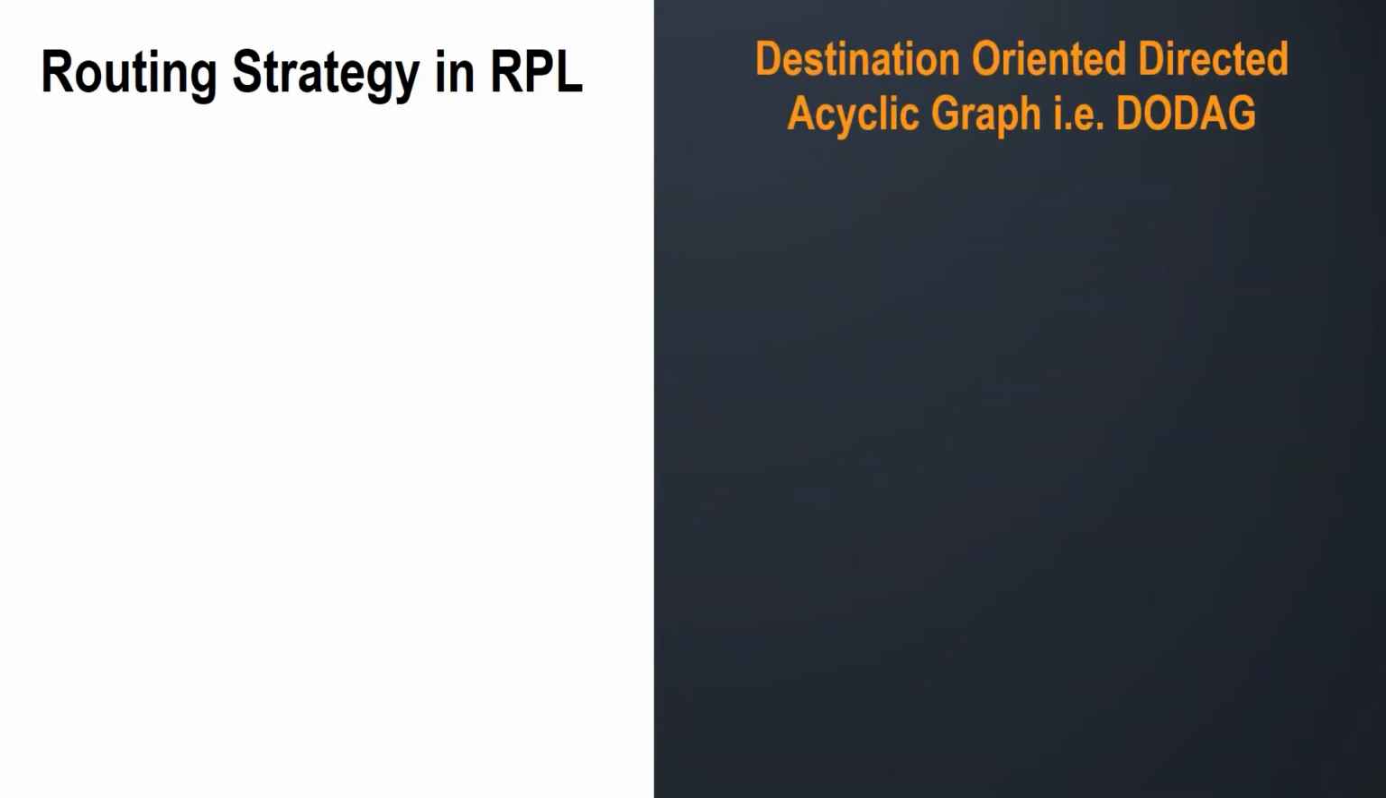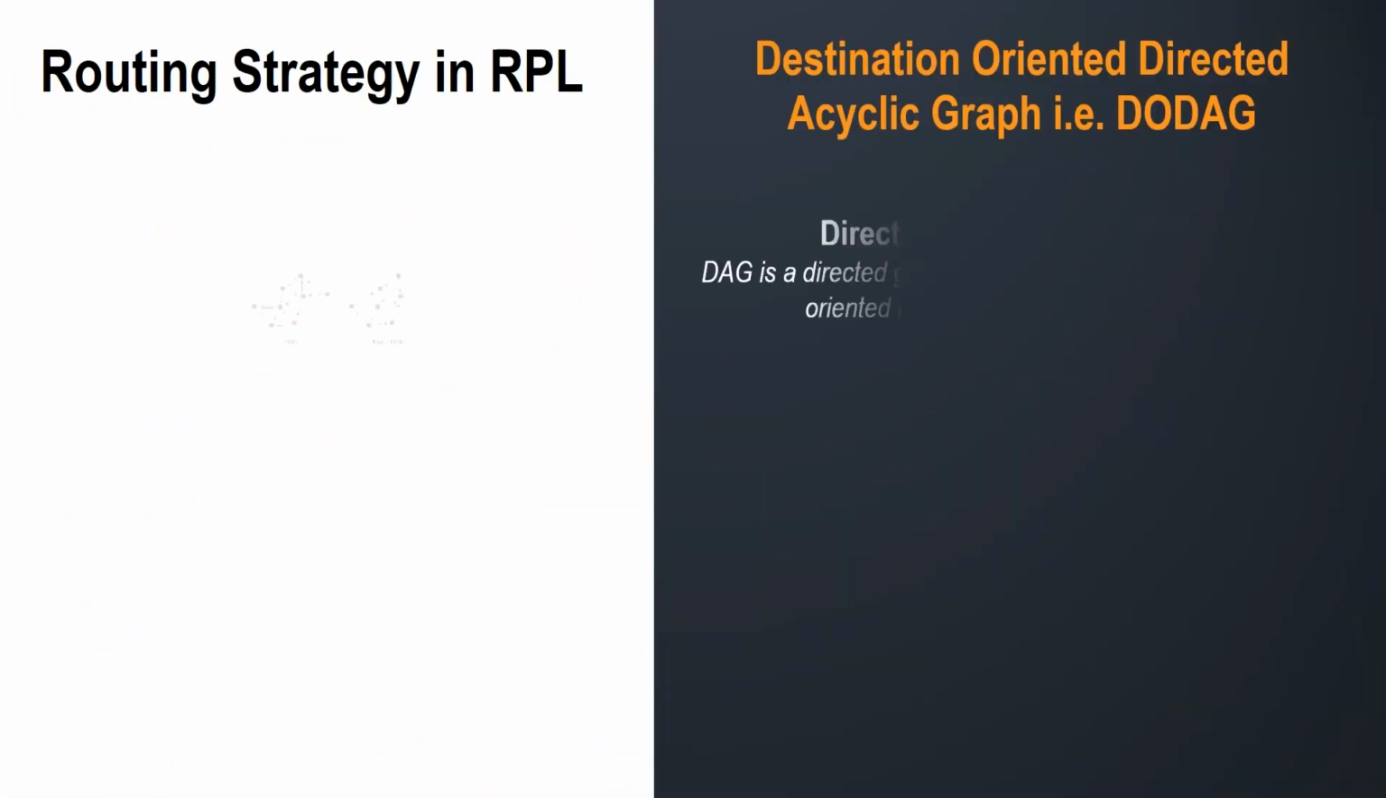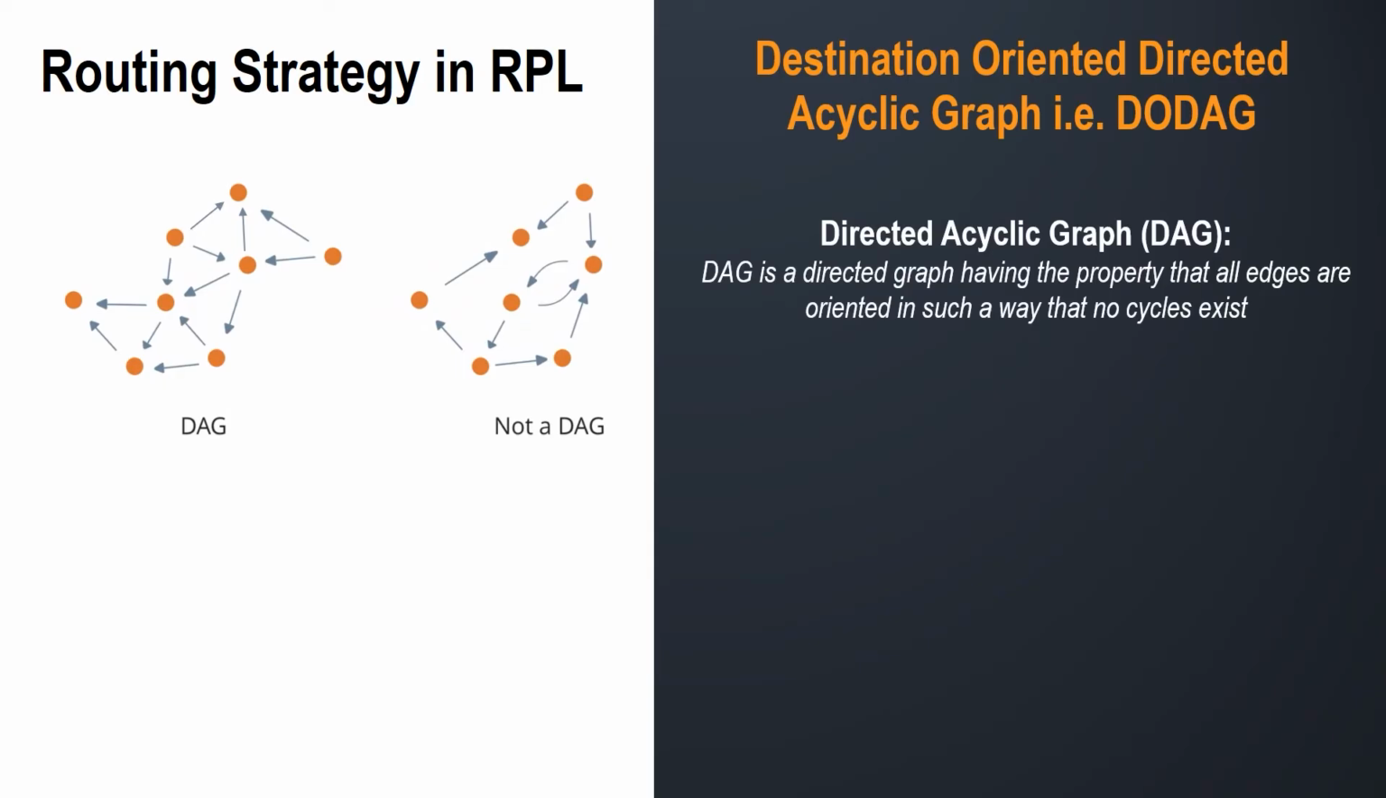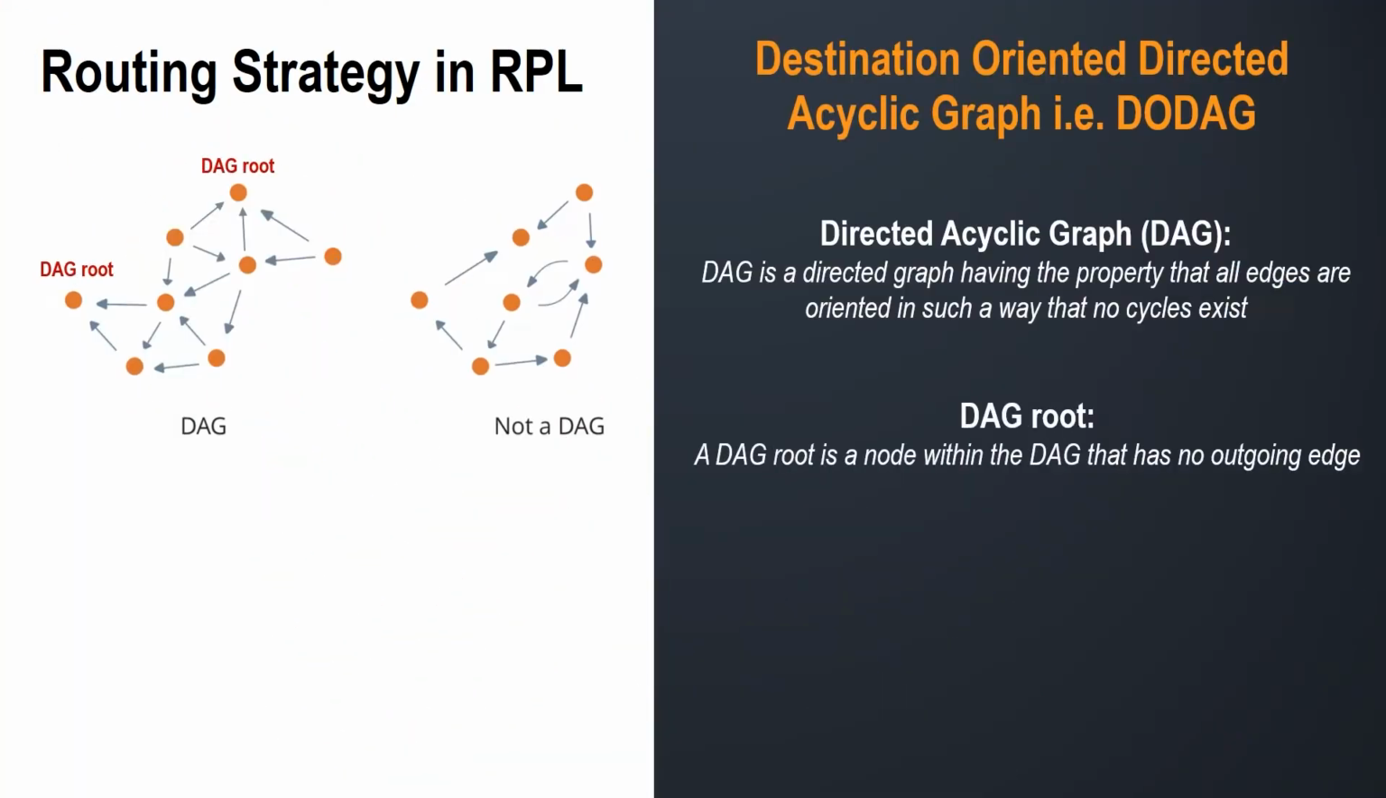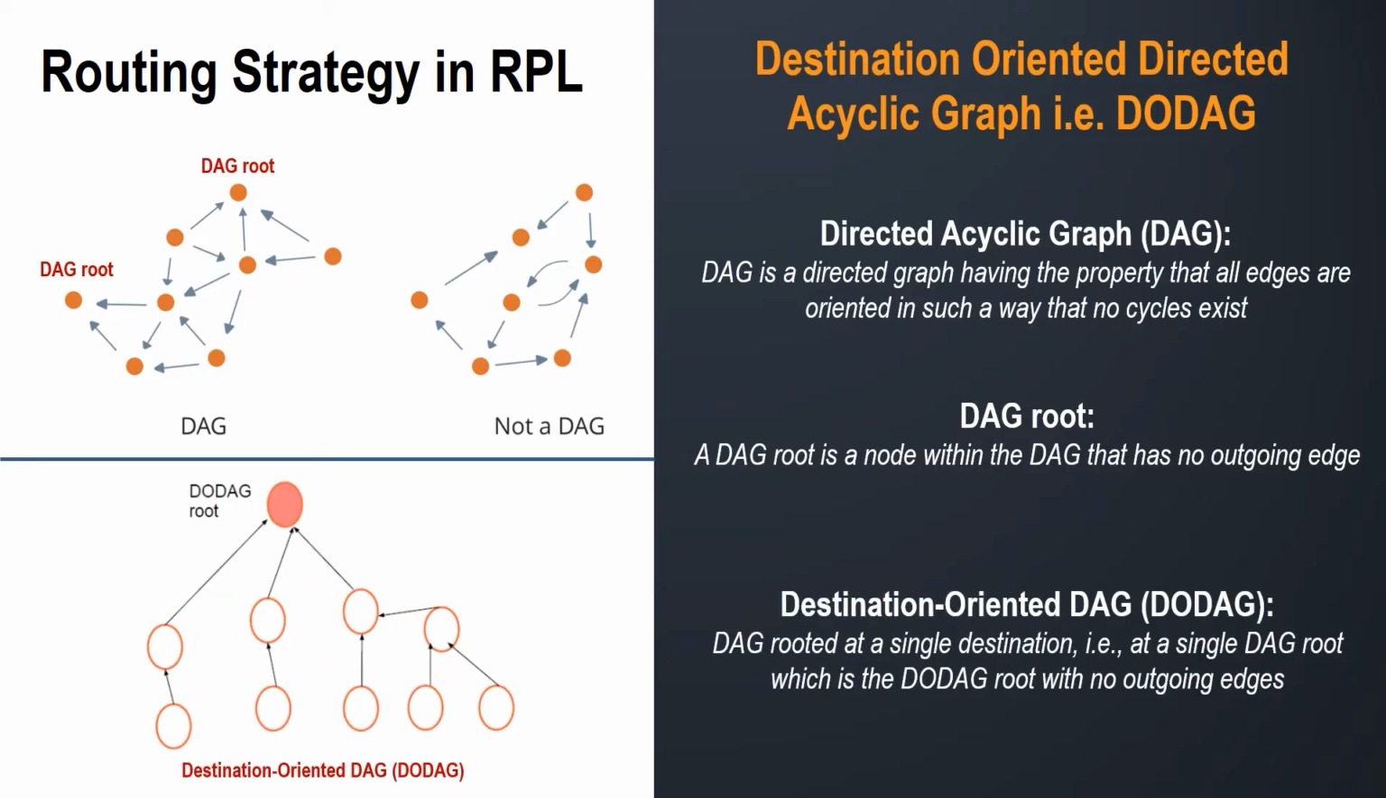The routing strategy in RPL is based on the destination oriented directed acyclic graph, that is the DODAG. But first let us understand what a DAG is, that is a directed acyclic graph. A DAG is a directed graph having the property that all the edges are oriented in such a way that no cycles exist. Next is the DAG root. A DAG root is a node within the DAG that has no outgoing edge. Lastly, the destination oriented DAG, that is the DODAG, is a DAG rooted at a single destination, that is at a single DAG root, which is the DODAG root with no outgoing edges.